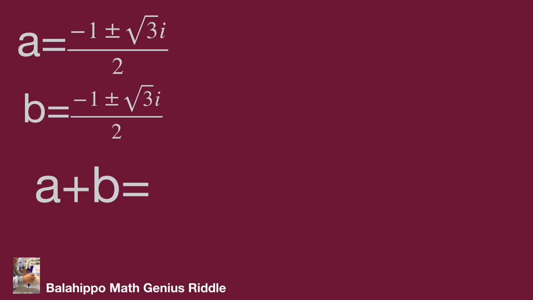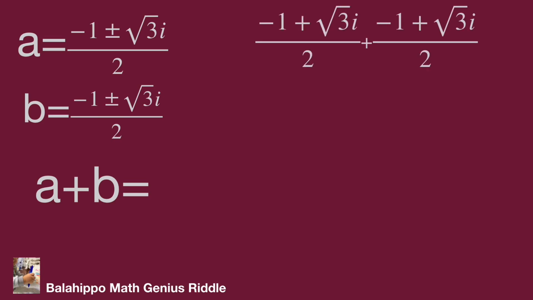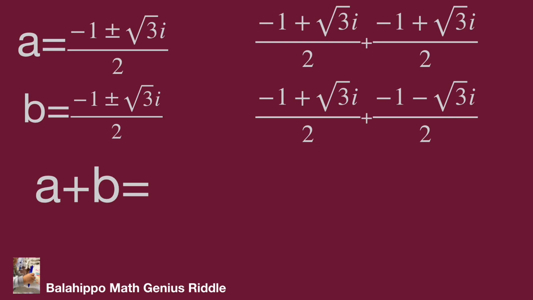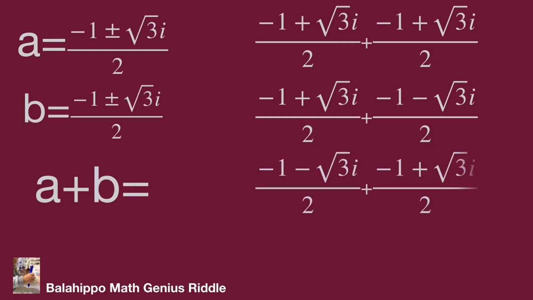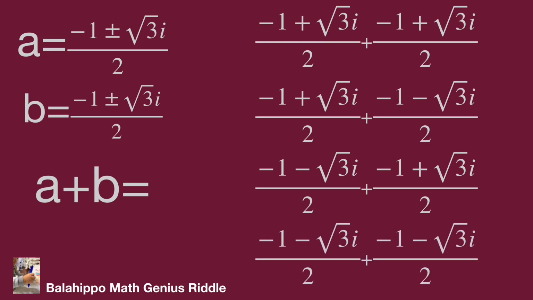There are 4 combinations. a plus b equals minus 1 plus square root of 3 i over 2 plus minus 1 plus square root of 3 i over 2, or replace the second item with minus 1 minus square root of 3 i over 2, or replace the first item with minus 1 minus square root of 3 i over 2, or both of them replaced with minus 1 minus square root of 3 i over 2.